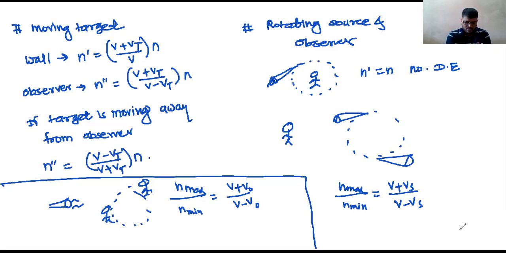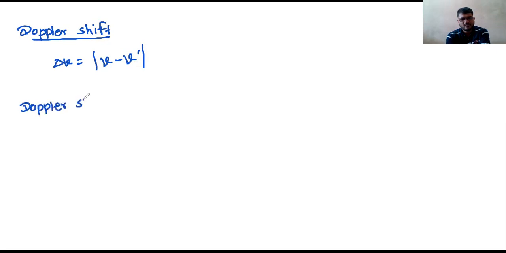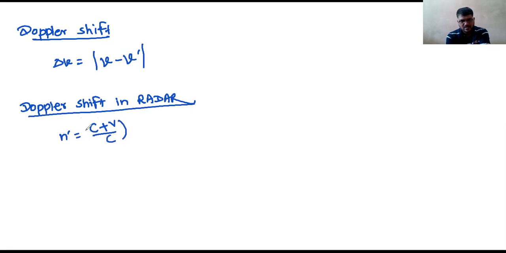And next, Doppler shift. Delta nu is equal to nu minus nu dash, that is apparent frequency minus actual one. And Doppler shift in radar, N dash is equal to C plus V by C into N. This is what is received by the moving plane.